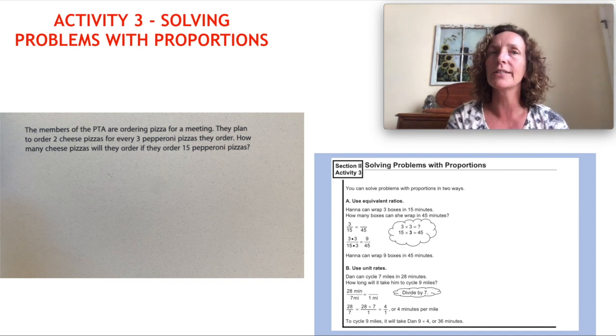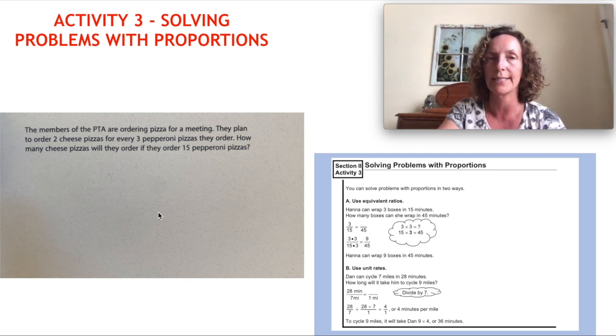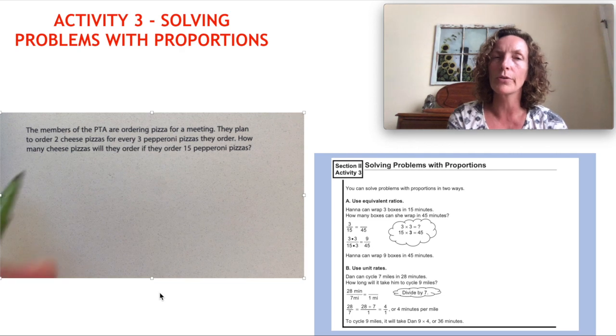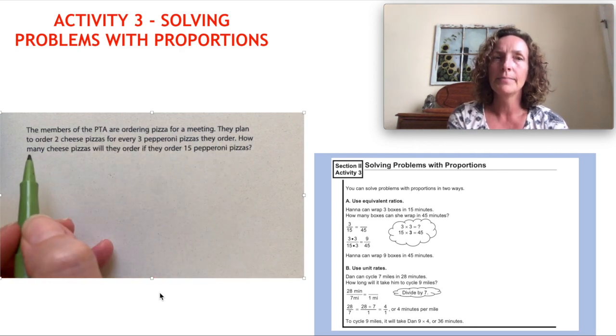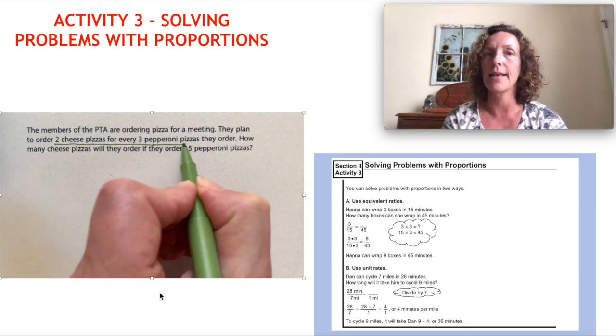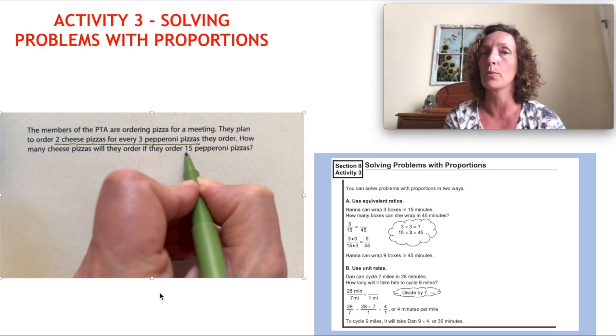All right, next, we are going to look at solving problems with proportions. On the bottom of your screen, you should see section 2, activity 3, solving problems with proportions. They give you a couple of examples, and now I am also going to walk you through a few examples myself. All right, so first problem. We've got that the members of a PTA are ordering pizza for a meeting. They plan to order 2 cheese pizzas for every 3 pepperoni pizzas that they order. How many cheese pizzas will they order if they order 15 pepperoni pizzas?